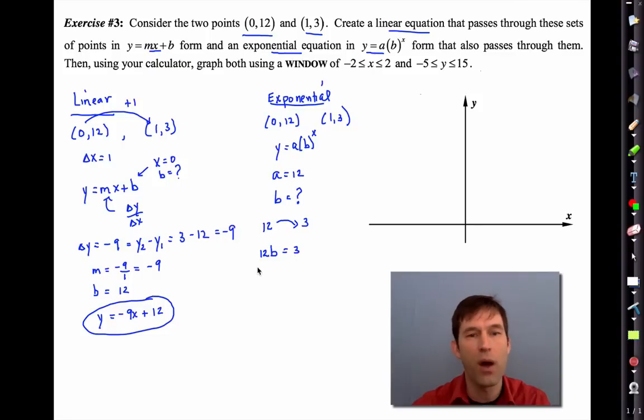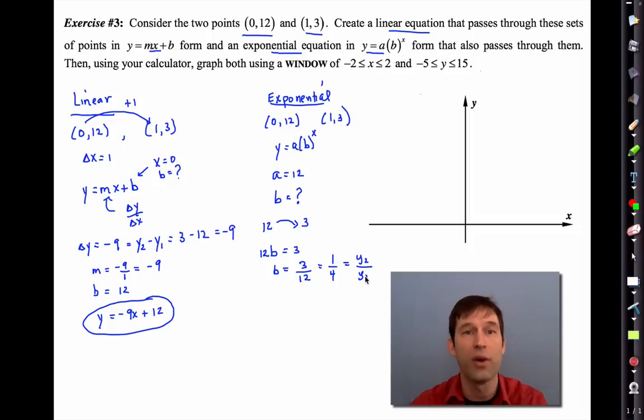Say to yourself, all right, if I took 12 and I multiplied it by b, I have to get 3. Now I'll get b by dividing both sides by 12, and that'll give me 1/4. In fact, you can always figure out what the b is by taking the second y value and dividing it by the first y value, but you have to do it in that order. You have to do it as y2 divided by y1. You can't do it in the way that makes it just easy to think about.